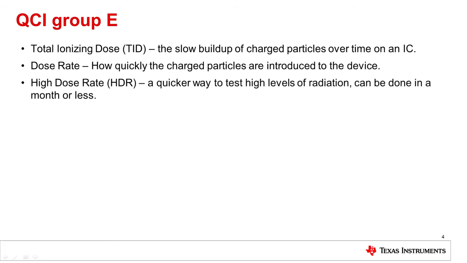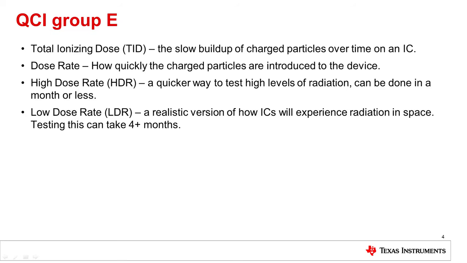There are two dose rates that ICs are typically tested at: high dose rate, or HDR, and low dose rate, or LDR. High dose rate introduces radiation to an IC quickly, which allows it to reach the maximum radiation level it is being qualified for quickly, lowering cycle time for new builds. Low dose rate, however, is a more realistic version of how ICs will experience radiation in space, but can take a very long time to qualify a new wafer lot of material.